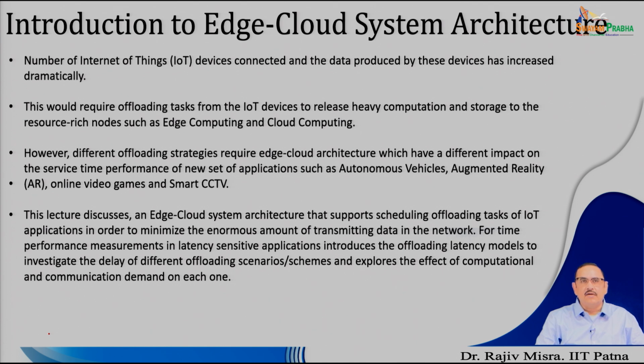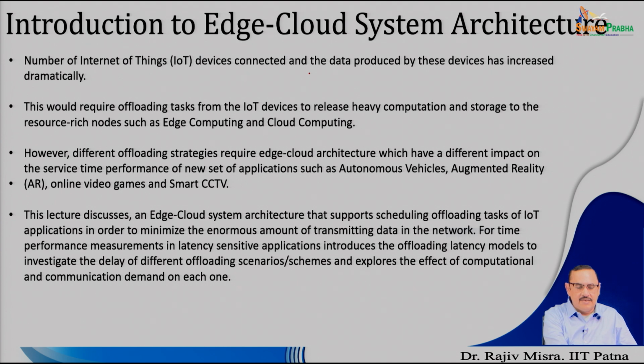So, as we know, the number of Internet of Things connected devices and the data produced by these devices has increased dramatically. Therefore, this would require some kind of task offloading from the low resource devices, let us say IoT devices, to release the heavy computation and storage to the resource rich nodes such as edge computing and cloud computing. So, this is a very basic fundamental. Let me outline this in more detail.